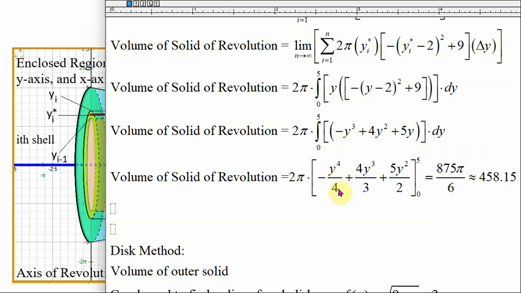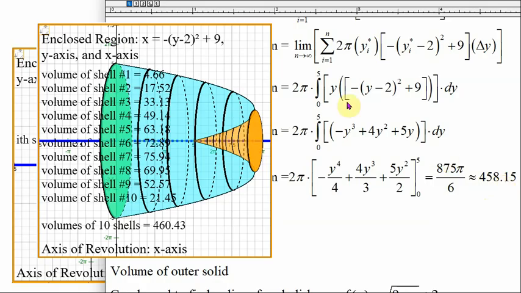And then the integral is negative y to the 4 over 4 plus 4y to the third over 3 plus 5y squared over 2. Evaluating from 0 to 5, we get 875 pi over 6, which is approximately 458.15. Recorded at the beginning of the video when I divided the solid of revolution into 10 shells, the sum of the volumes of the 10 shells was approximately 460, which is very close to 458.